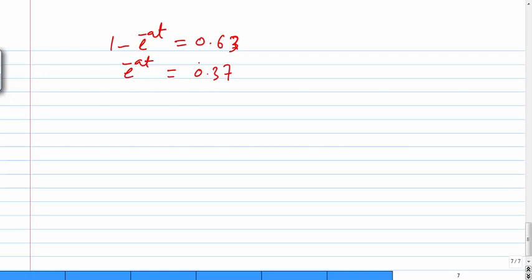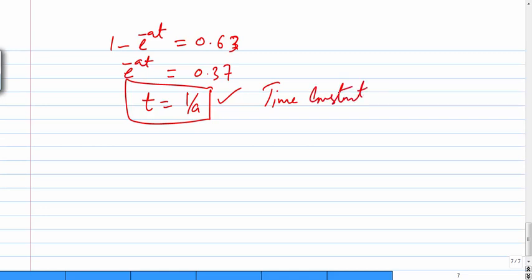Now 0.37 is only possible when t is equal to 1 over a. So from here we calculate the time where we get 63% of the final value, and this time is known as the time constant.